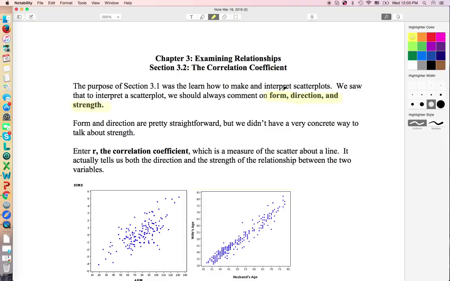Form is pretty straightforward. That's what type of shape do you see? Is it a linear pattern? Is it a quadratic pattern? Are there gaps? Are there clusters? Just the shape that you see.